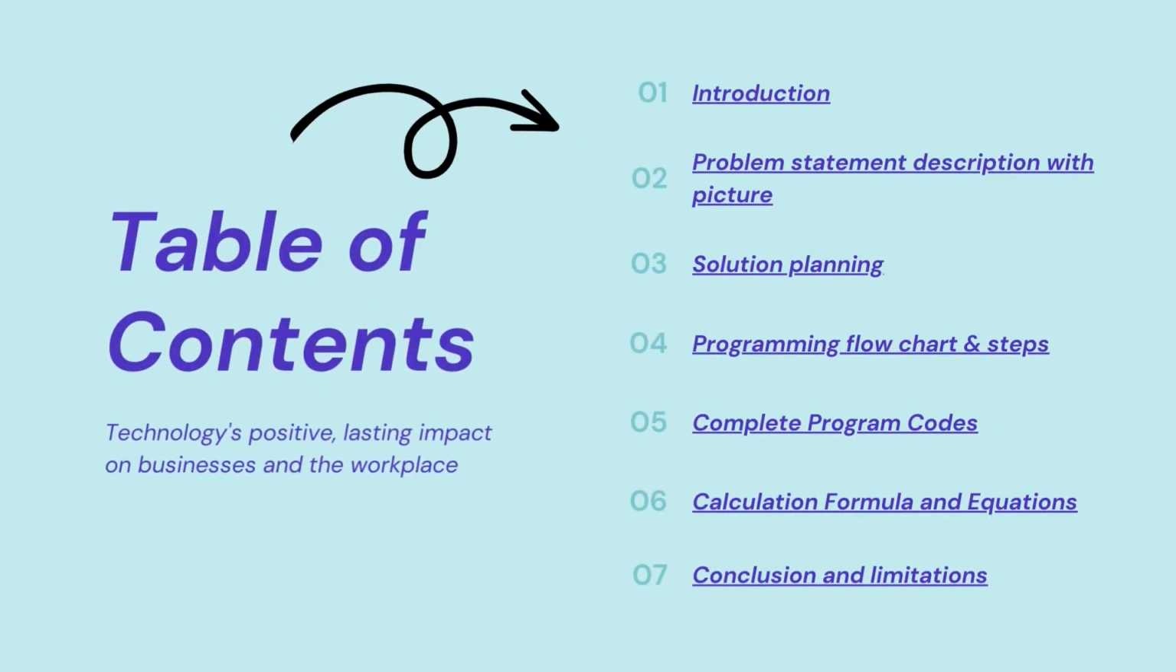And for our table of contents, we have introduction, problem statement description with picture, solution planning, programming flowchart and steps. And number 5, complete program codes. And the second last, calculation formula and equations. And the last one, calculation, conclusion and limitations.